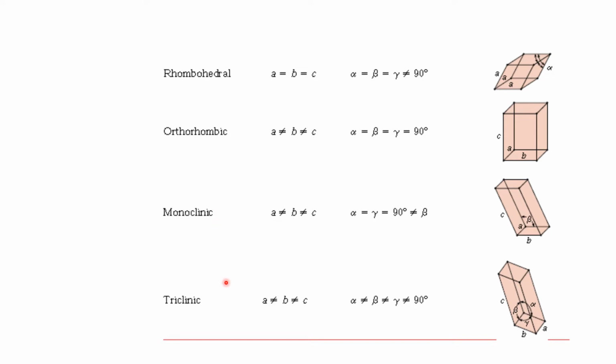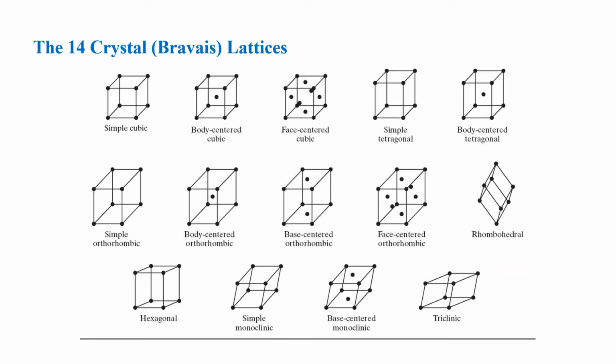You'll learn more about these crystal systems when you go to topics like, for example, materials science engineering. So these are the 14 crystal Bravais lattices, which are combinations of the crystal systems. You have simple cubic, body-centered cubic, face-centered cubic, and then simple tetragonal, body-centered tetragonal, and so on and so forth.